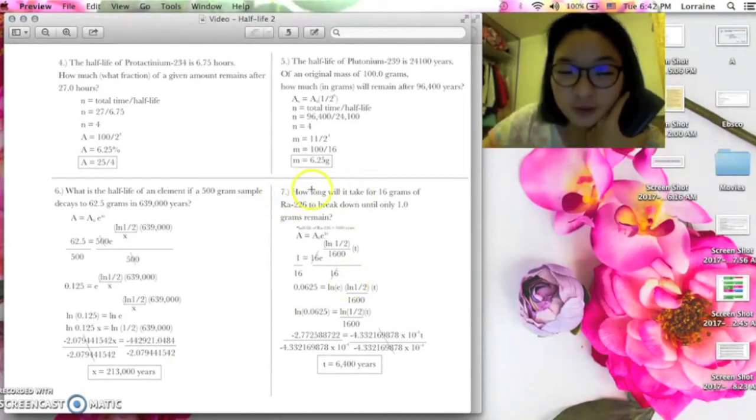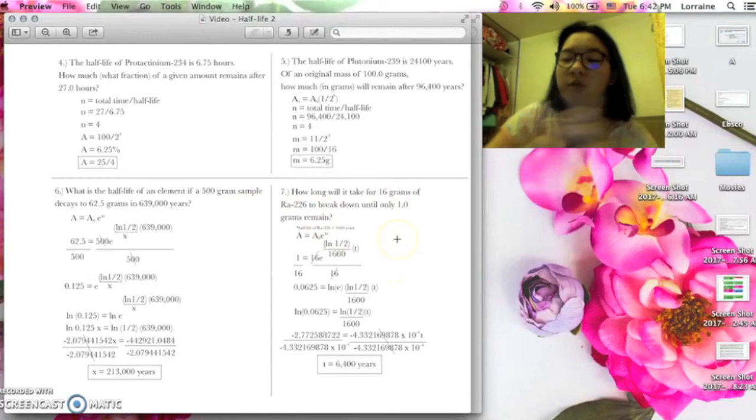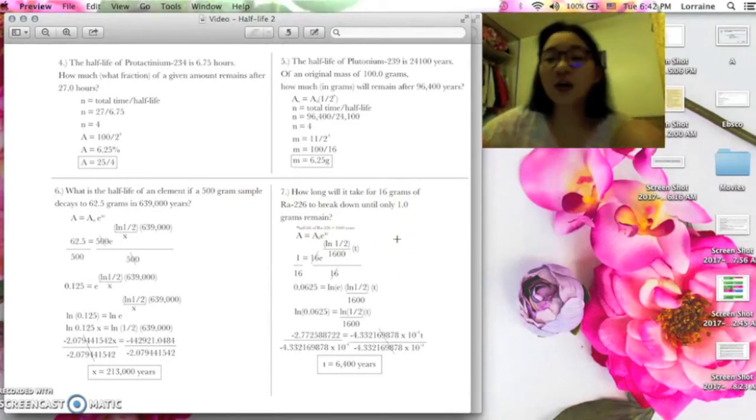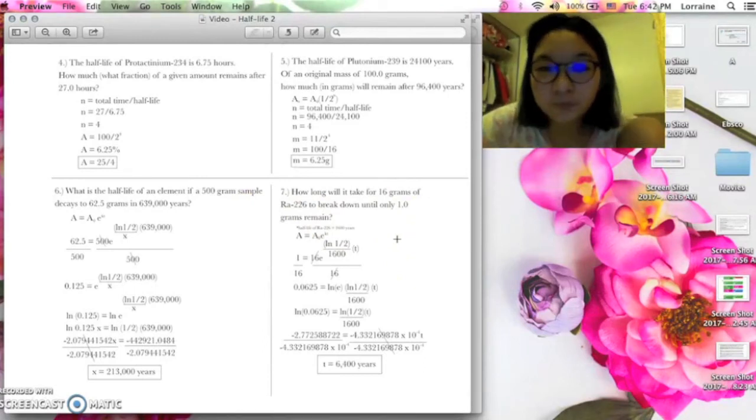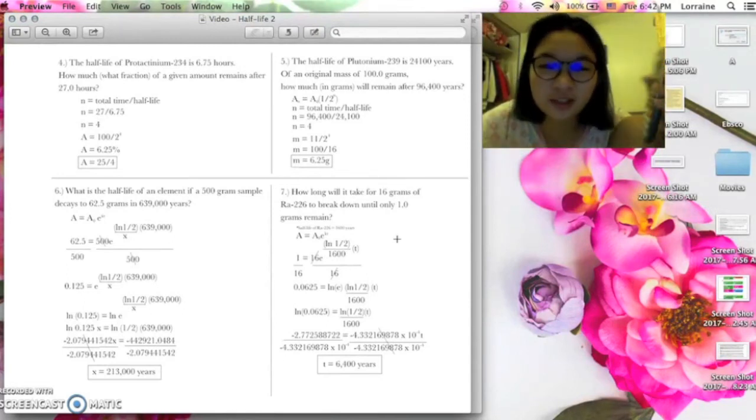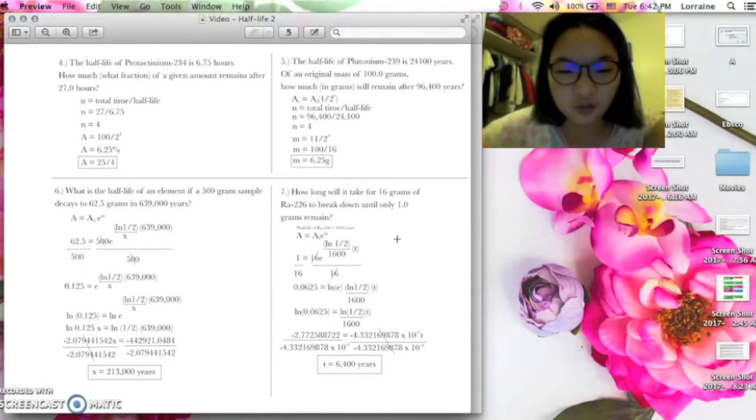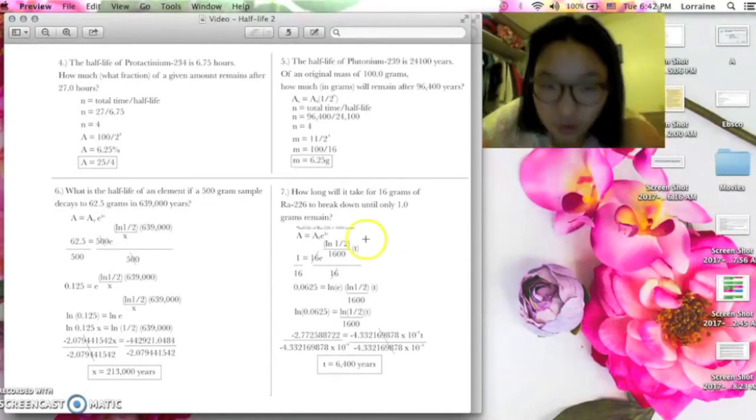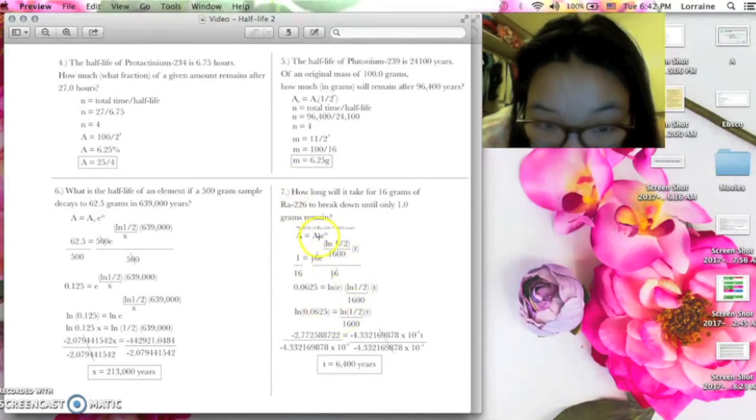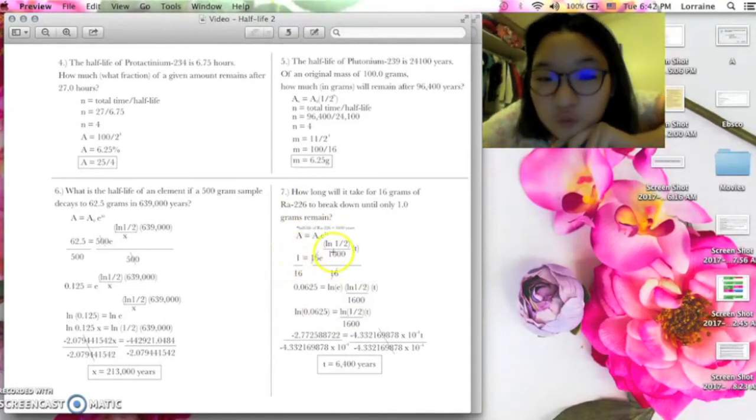So moving on to the next number, how long will it take for 16 grams of Ra226 to break down until only 1.0 grams remain? By the way, if you solve for half-life, you may at times also need your periodic table of elements. This is physics class, but you also have to relate physics to chemistry. I just knew that 2 weeks ago, but anyway, we start solving this problem. So the half-life of Ra226 is 1,600 years, according to Google.